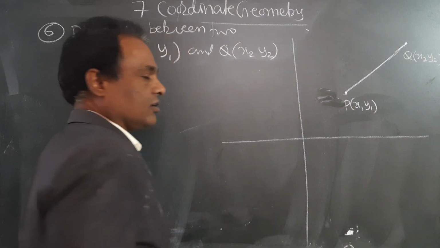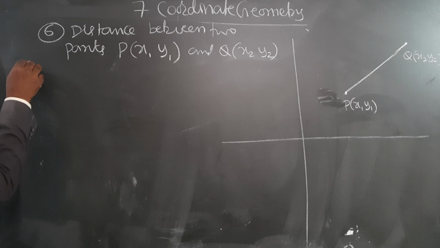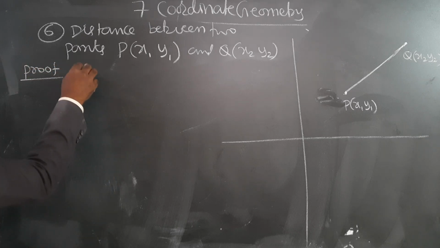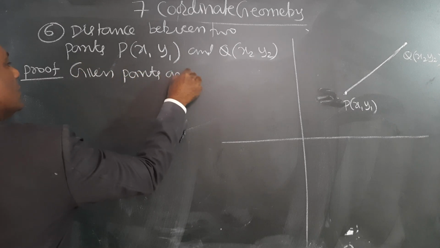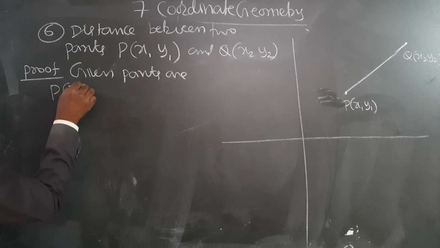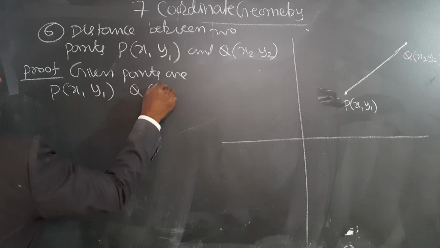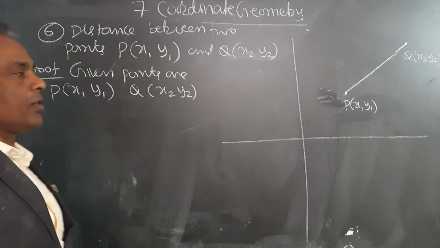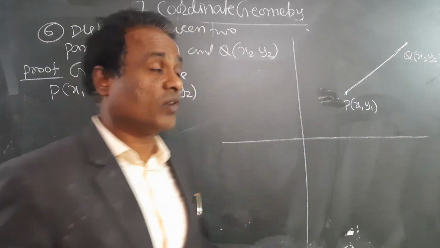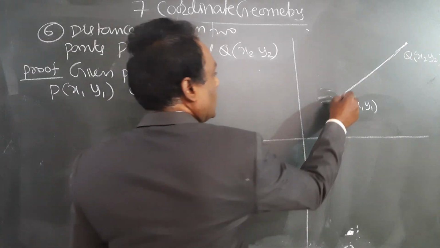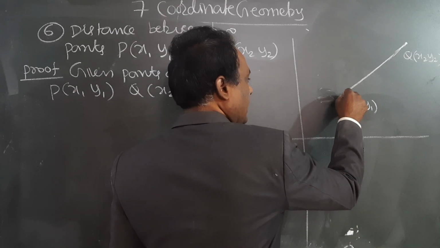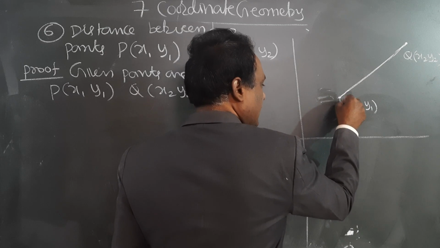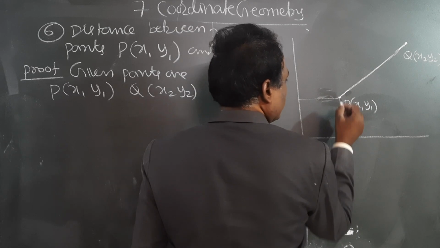What is the distance? See here. Let us prepare this formula. Write down. Given points are P x1 y1, Q x2 y2. Now what I am doing is, I am drawing a vertical line and a horizontal line.